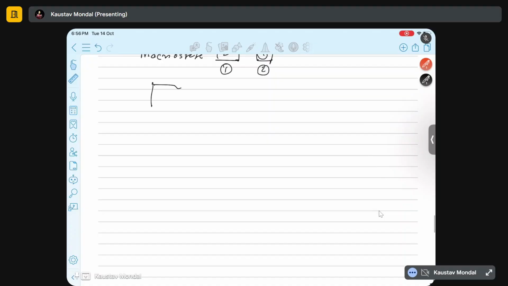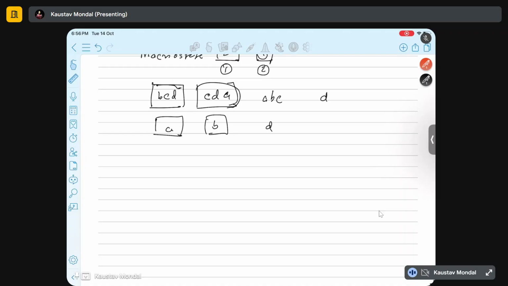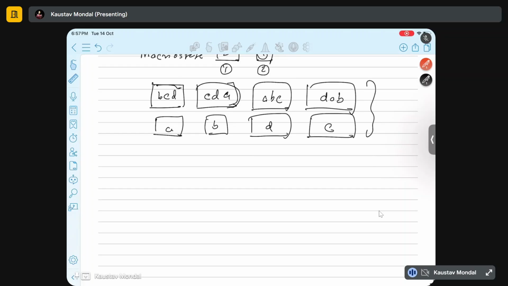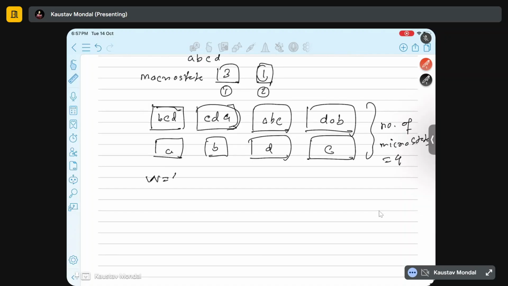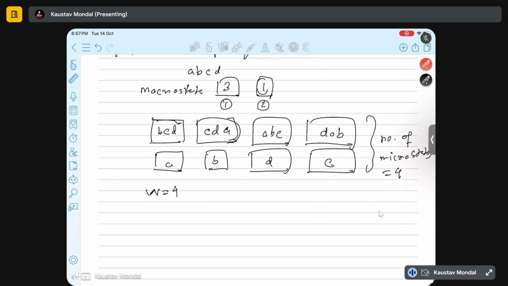This is how the different configurations can happen. It can be BCD, A; it can be CDA, B; it can be ABC, D; there can be DAB, C. These are the four possible configurations under this macrostate. So the number of microstates is 4, and W would also be 4 for this problem. This is how the classical Boltzmann statistics looks.